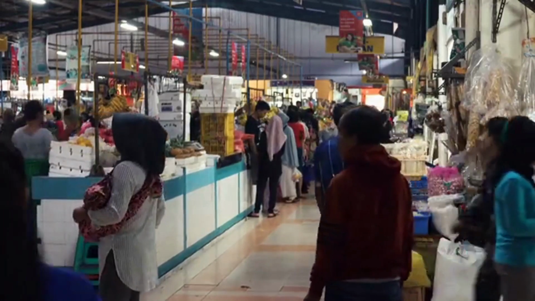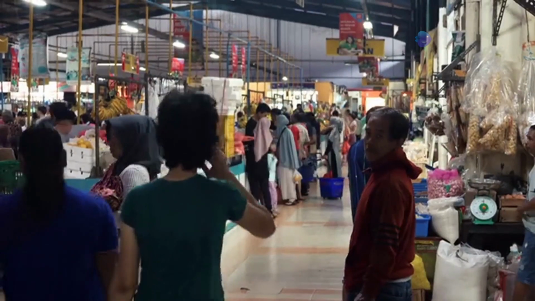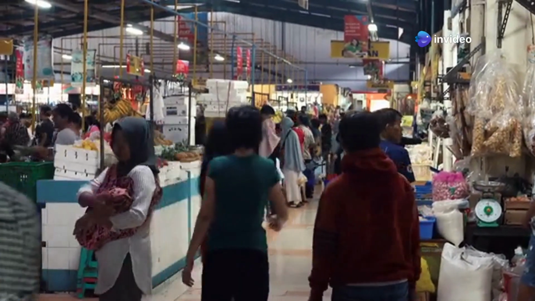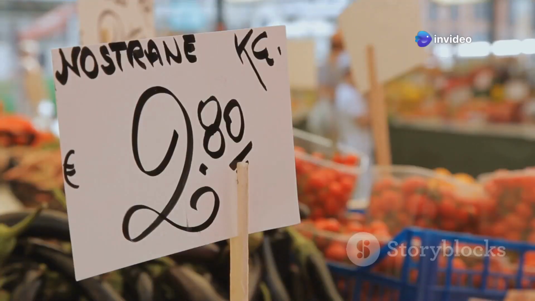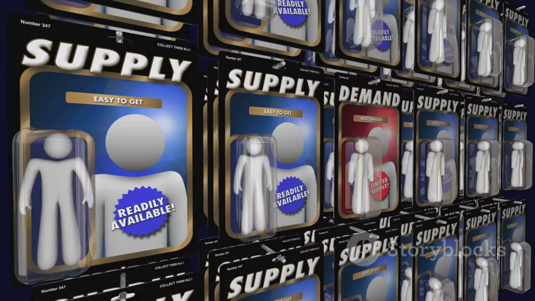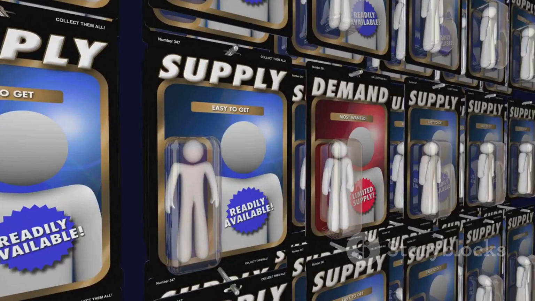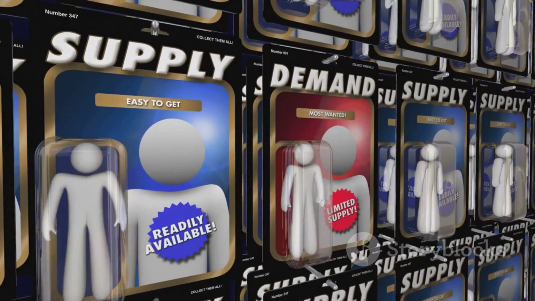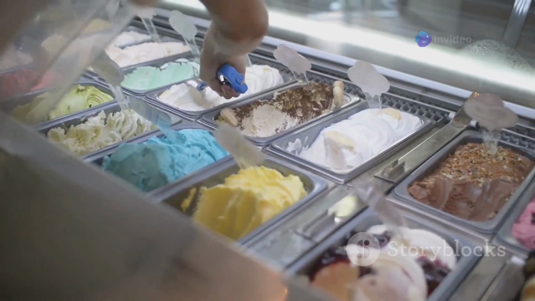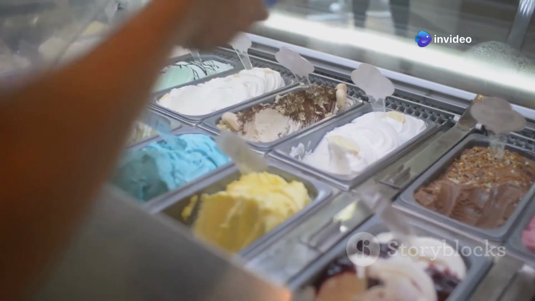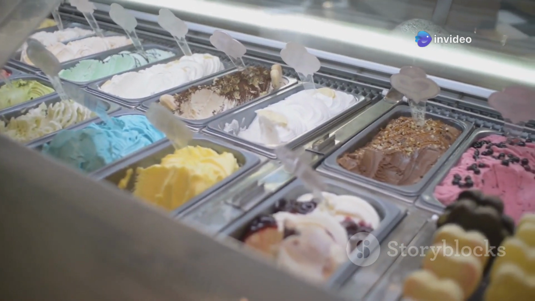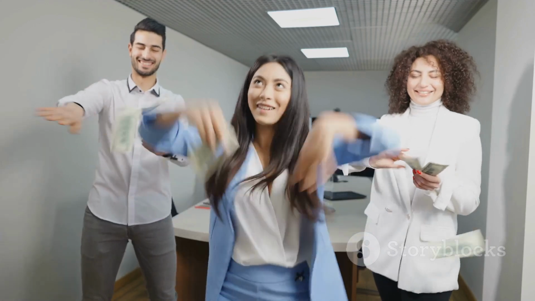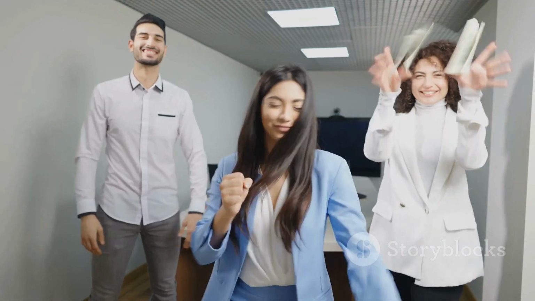Several factors influence demand, and understanding these factors can help us understand why we see different levels of demand for different products. One key factor is the price of the good itself. Generally, as the price of a good rises, the quantity demanded decreases. This makes sense, right? If ice cream suddenly became twice as expensive, you might think twice about buying that extra scoop.